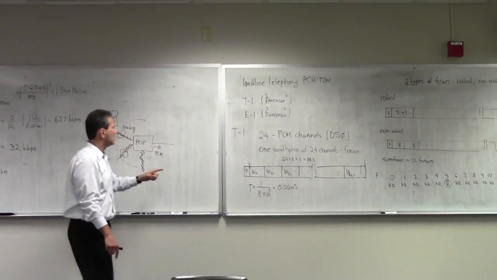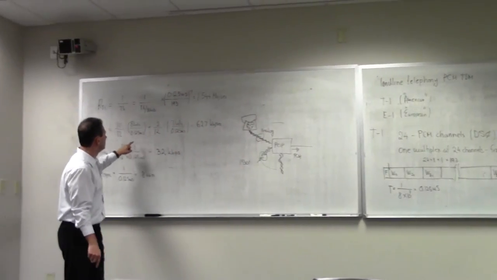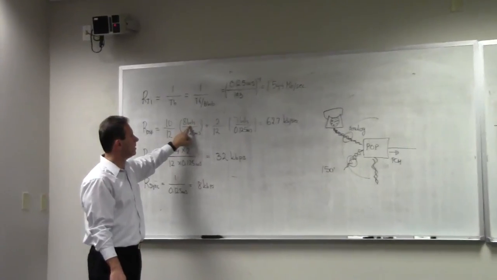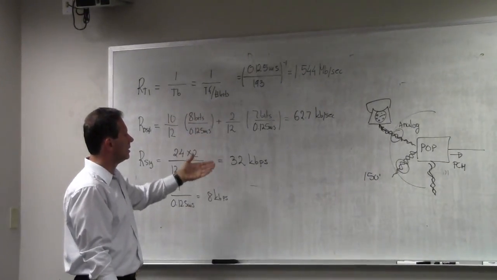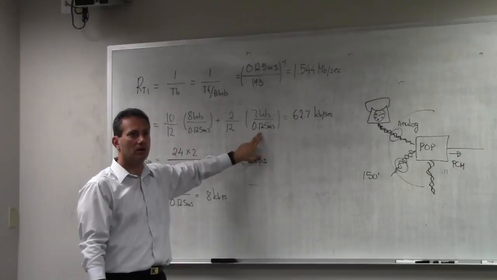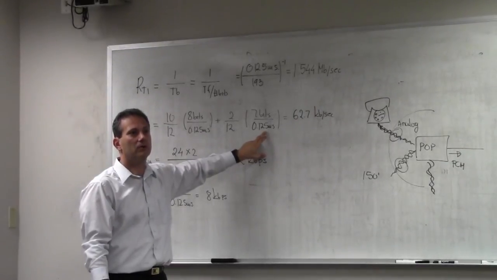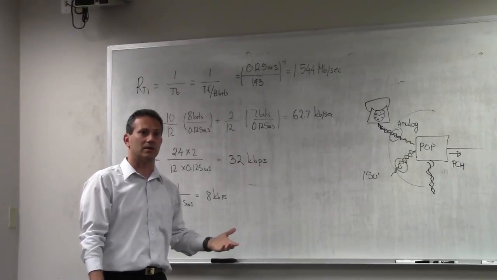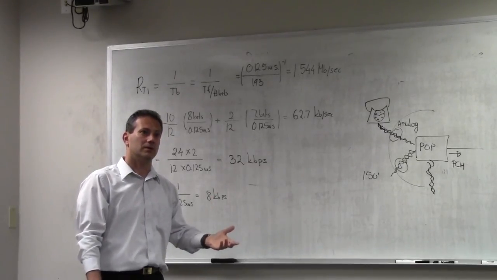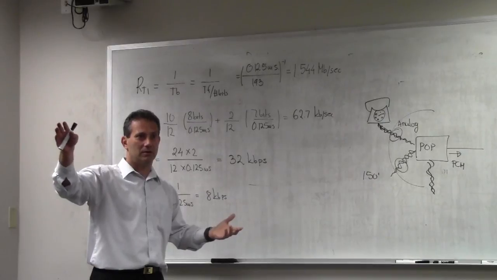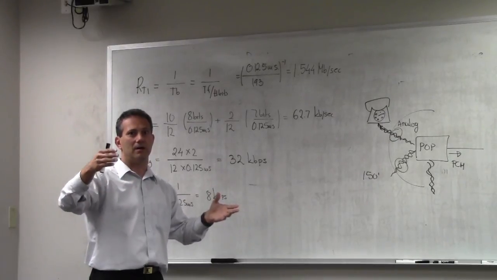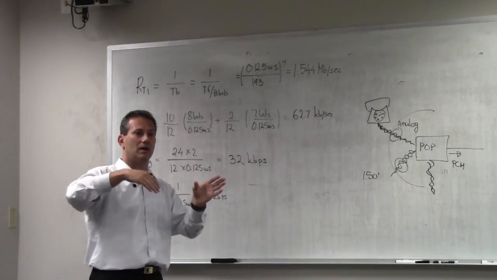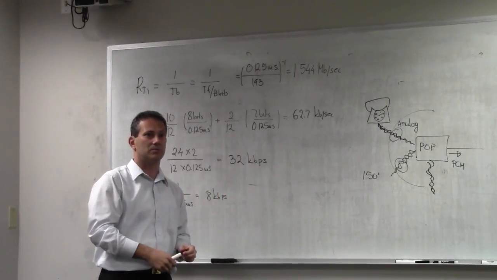Another point I wanted to make: if I don't use this 8th bit, then my throughput is essentially 7 bits over every 0.125 milliseconds. This turns out to be 56 kilobits per second. So that's your modem speed. ADSL? No. Dial-up. A dial-up modem uses the first 7 bits, doesn't use the 8th bit.